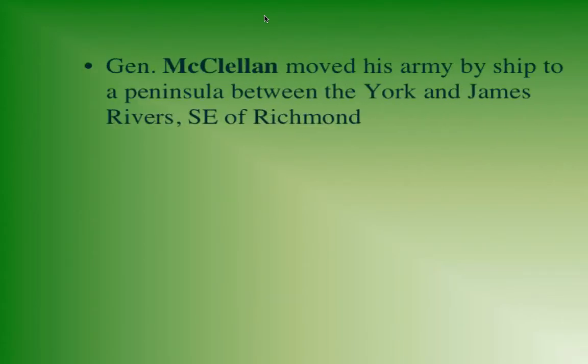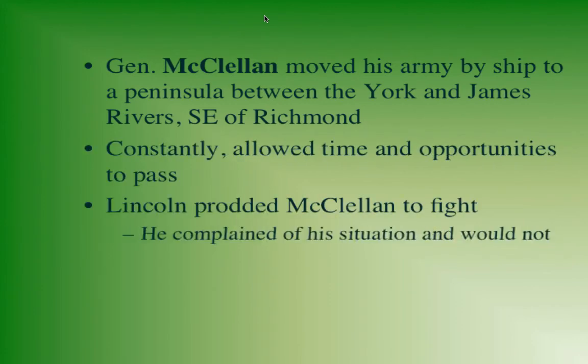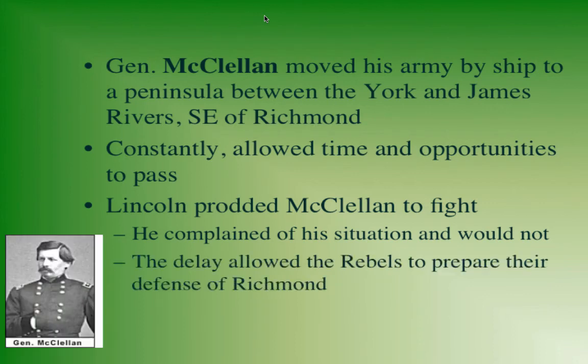Now, McClellan moved his army by ship just off the coast of Richmond. But he constantly allowed time and opportunities to pass. Lincoln wanted McClellan to get moving, attack something, do something. But he refused. And unfortunately, this delay led to the rebels preparing an extreme defense around Richmond. Literally, McClellan could see the town of Richmond, Virginia at this point. So he has done nothing by the end of March 1862.